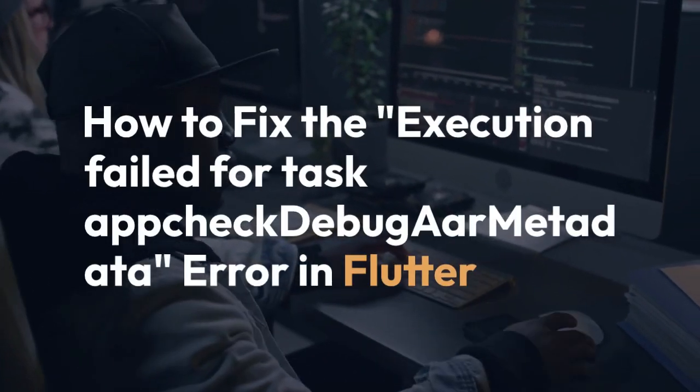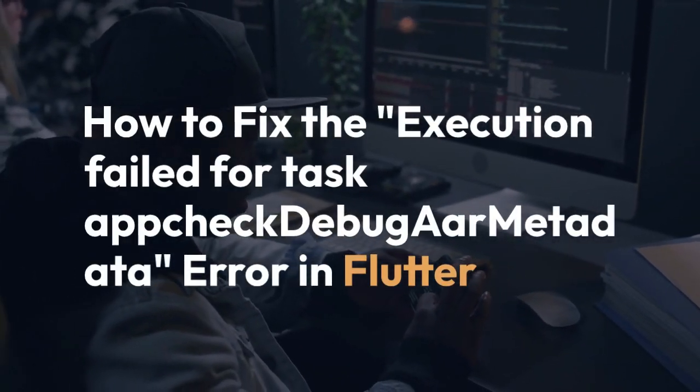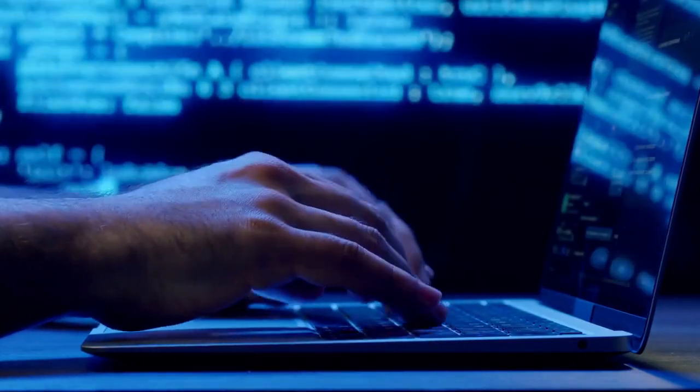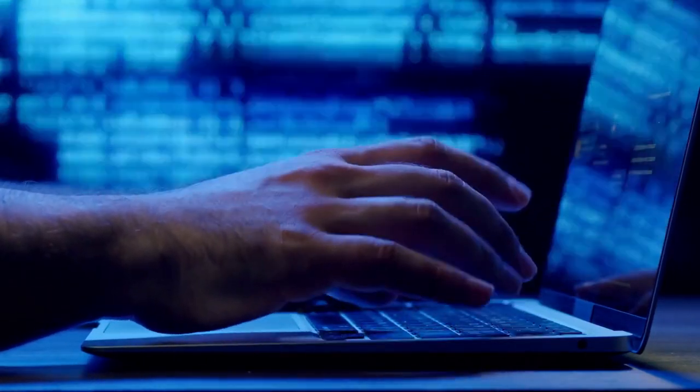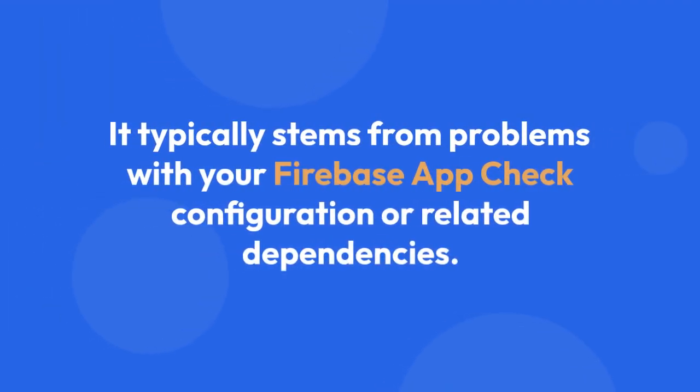We're going to explain how to fix the "Execution failed for task appcheckDebugAarMetadata" error in Flutter. This frustrating error often pops up during the build process, preventing you from successfully generating your app's debug build. It typically stems from problems with your Firebase appcheck configuration or related dependencies. Let's break down the common causes and solutions.